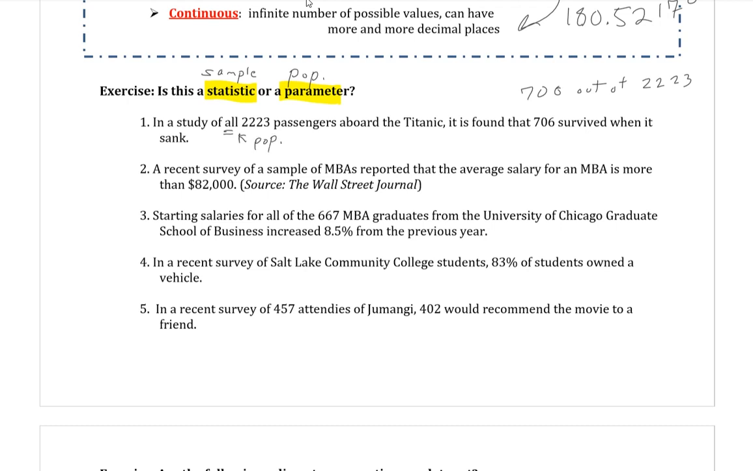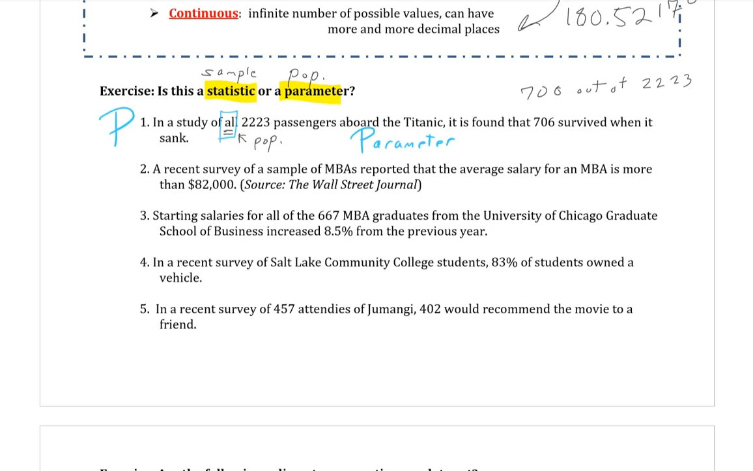Therefore, number 1 is describing a parameter. I'll put it in blue, at least for a little bit of difference. So number 1 is a parameter. I'll also put it over here, I guess. So parameter. I'll use S for statistic. So that's what we're looking for. We're looking for context within the statement. Not necessarily just the number itself. 706 out of 2,223 could have been a statistic, but because it said all, we know we're talking about a population.